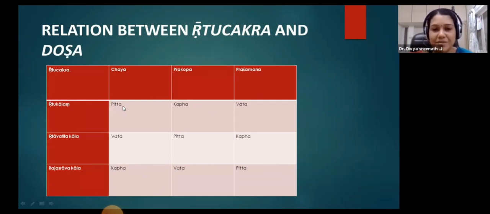like for Parinama, for ovulation, there is a change, no? So for the Parinama there will definitely be a role of Pitta dosha. So Pitta will be in Chaya Avastha during the Ridukala or around the time of ovulation. And after ovulation or in the secretory phase, Pitta dosha will be in the Prakopa Avastha and Vata will be in the Chaya Avastha.